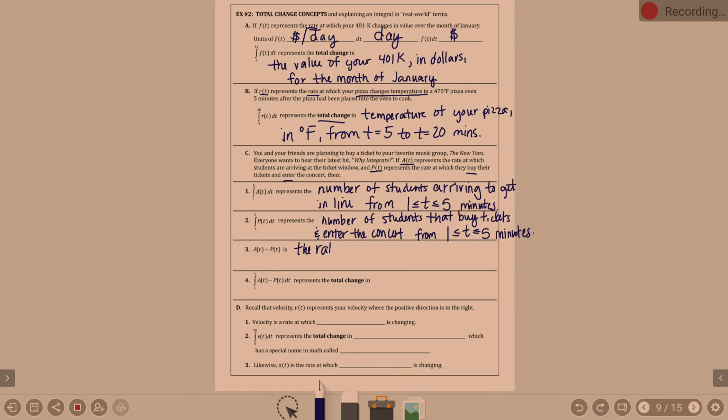The rate the line is shrinking or growing.